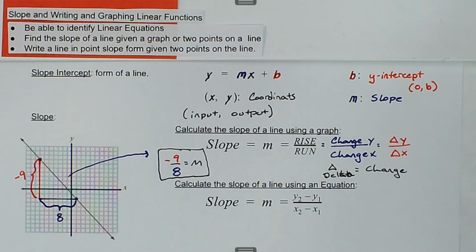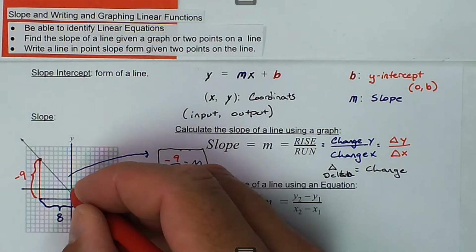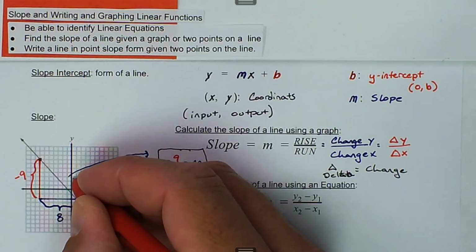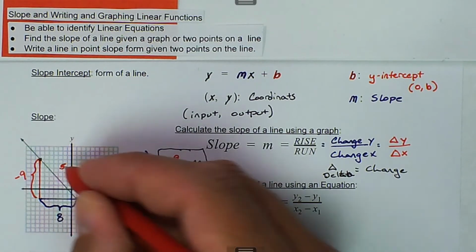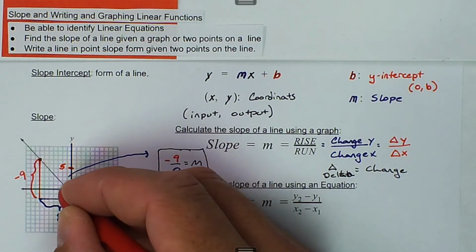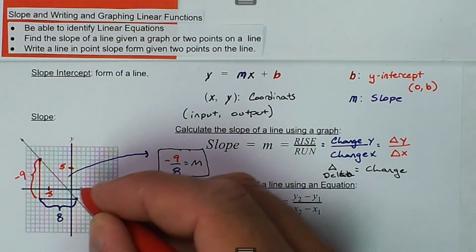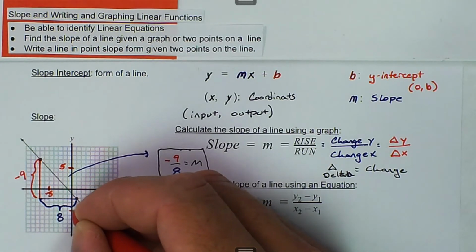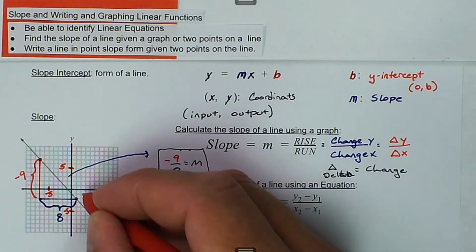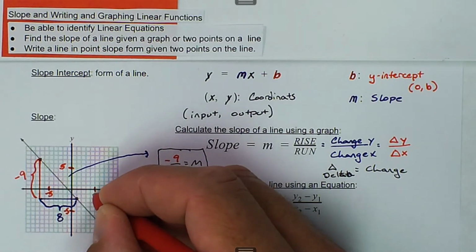Another way that we can calculate the slope is, so here we have the point, well, we should label our grid here: 1, 2, 3, 4, 5. So that's +5. 1, 2, 3, 4, 5. That's -5. 1, 2, 3, 4, 5. That's -5. 1, 2, 3, 4, 5. That's +5 right there.